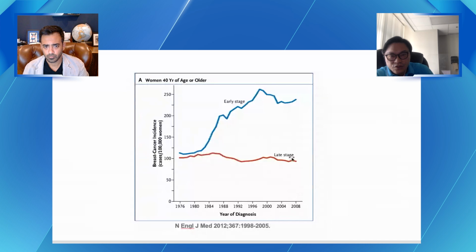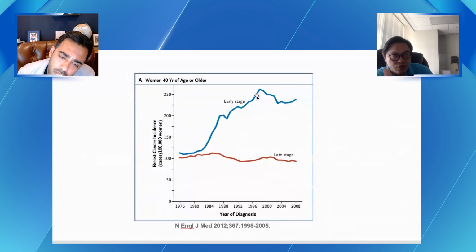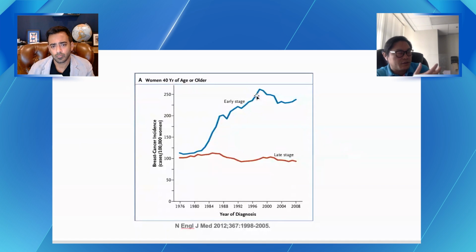But instead, you get the same number of late stage cancers, so the same number of women are dying, but you're diagnosing millions of women with early stage cancer that you're treating, you're cutting off their breasts and so on, and they would never have died anyway because they were early stage. So this is the 40 to 50 age group. This is where all the controversy lies, right?